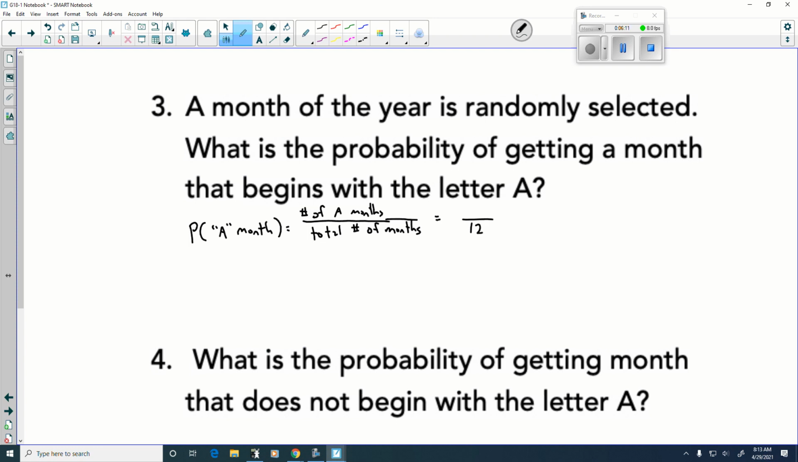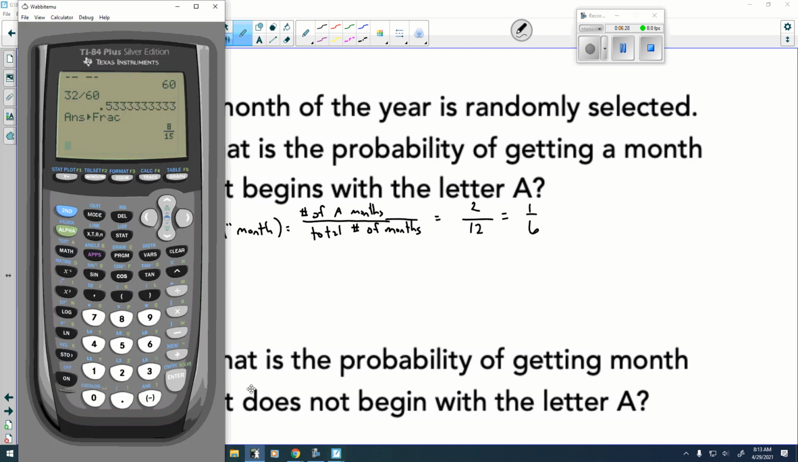January, February, March, April, May, June, July, August, September, October, November, December. 2 of the months begin with the letter A, and that will reduce to 1/6. Or again, if you want to use your calculator, I've got 2 divided by 12. Math frac turns it into 1/6.